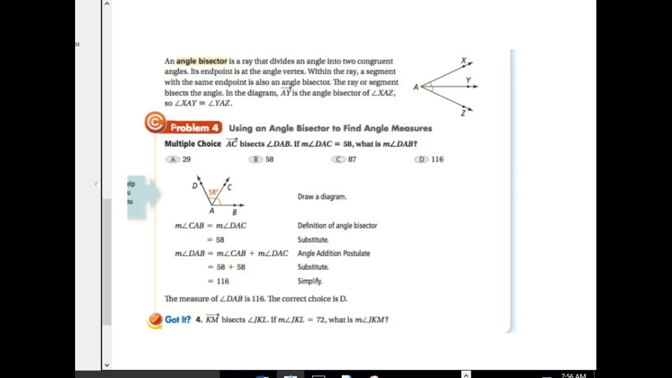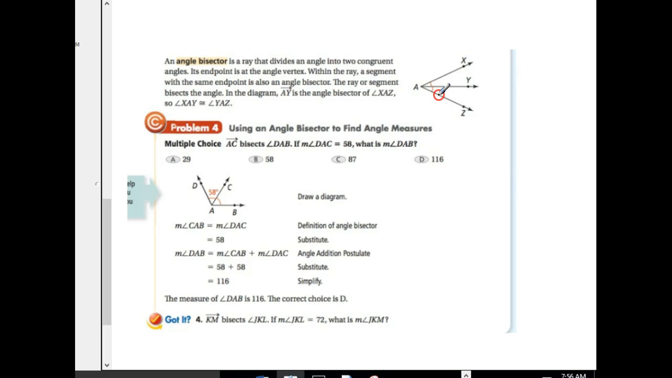Now, with that being said, since they're equal, they've been marked by these tick marks, as you can see here and here. Question number 1 is a multiple choice question, but we're going to talk through it. Since AC bisects DAB, then DAC is 58. Now, it wants to know what DAB is.